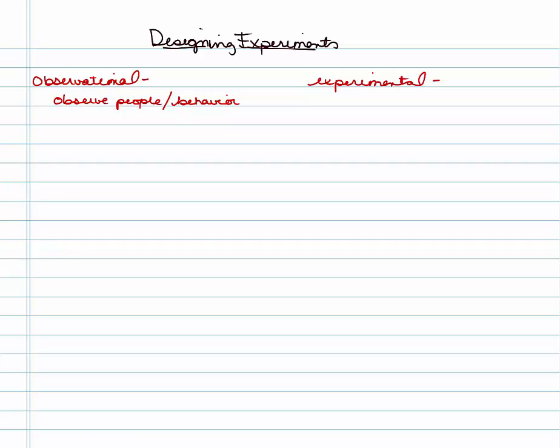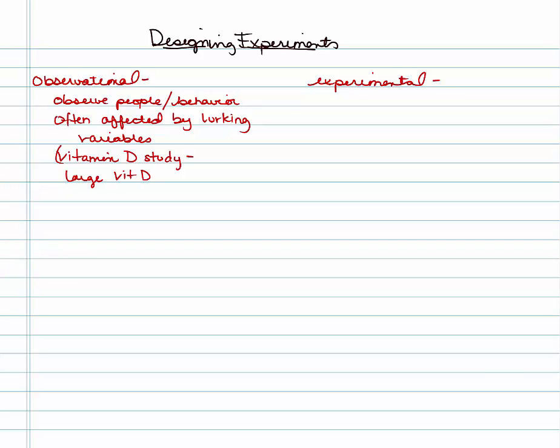The only problem with doing this and just watching people and noting what you see is it's often affected by lurking variables. And I'll talk to you more about that. So lurking variables. Let me give you an example. There's a vitamin D study. They published this vitamin D study that said they observed people and got their vitamin D levels measured, and people who had a larger amount in their bloodstream were healthier.